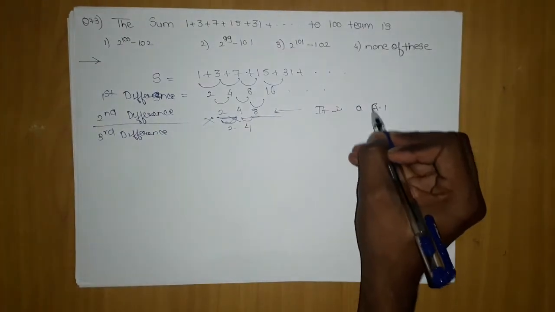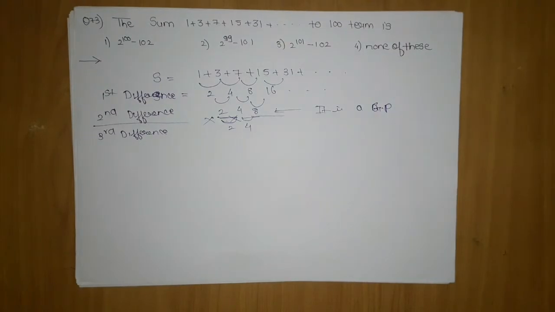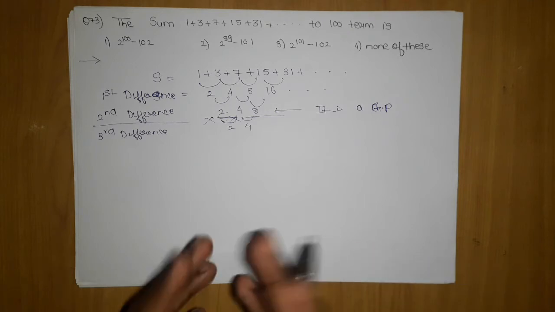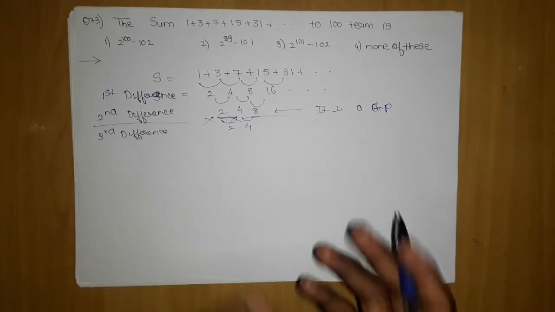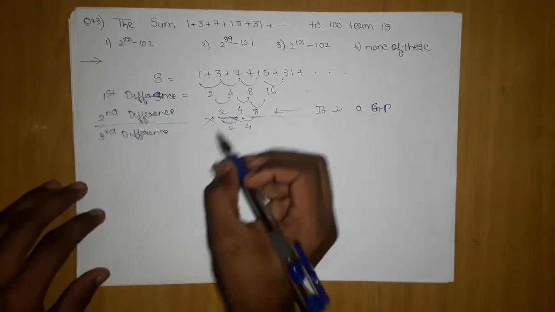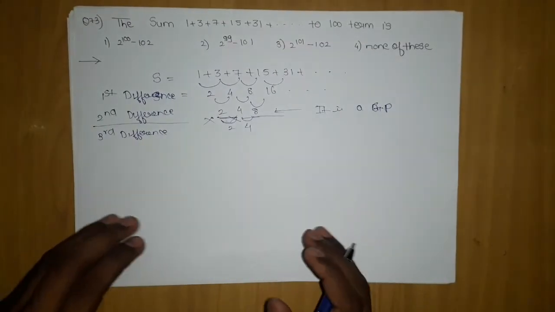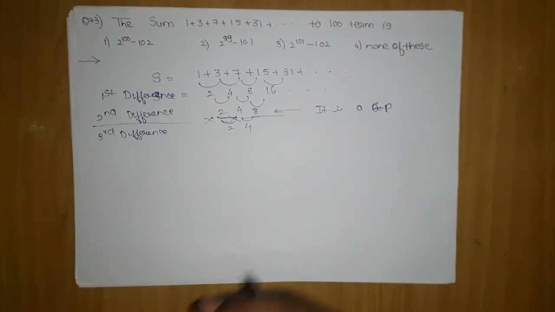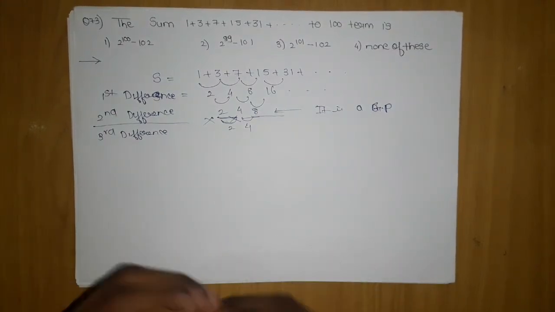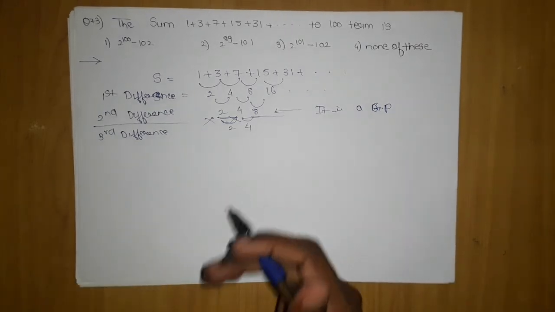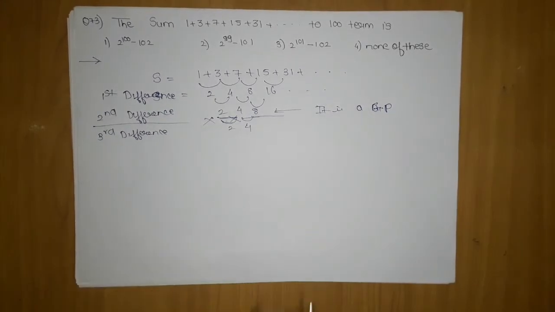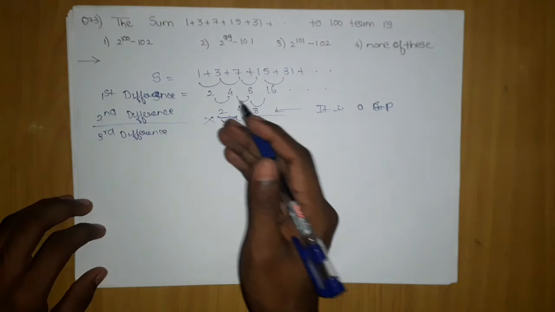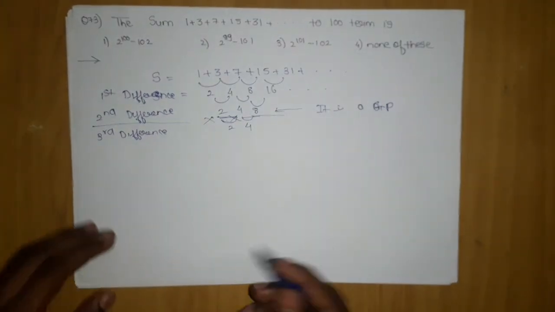In AP, if you remember, the difference used to come constant, but in GP you have to analyze at what step the ratio comes common. So you have to analyze the problem type also, whether it will be AP or GP. We have analyzed that it is a GP, so we will not look for the constant value, because it will not happen in GP. We have to analyze at what step we get the constant ratio, and here after this step we are getting a constant ratio, that is the second step.